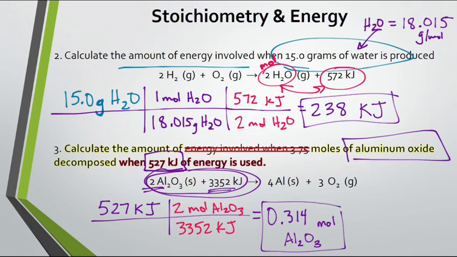So I hope this hasn't been too bad. It's just normal stoichiometry. It's just that instead of focusing on that mole ratio and all about moles in the balanced chemical equation, sometimes we'll see kilojoules in there.